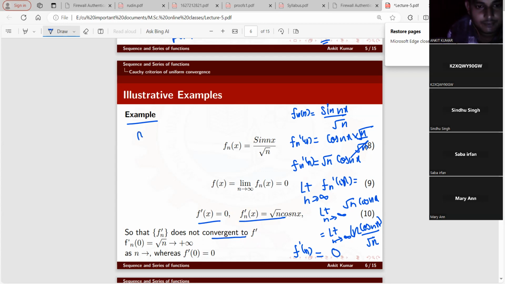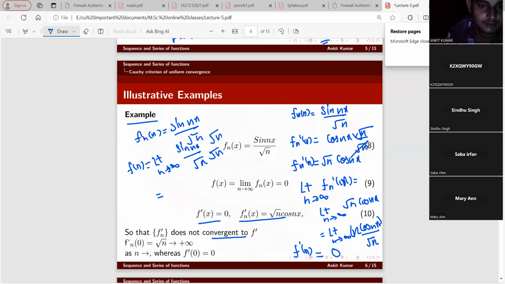Also, if we take fn x as sine nx upon under root n, and we do not differentiate, we simply check the function fn x. So limit n tending to infinity of sine nx upon under root n. Now this becomes, we differentiate n, limit n tending to infinity sine nx upon n, and this is under root. So this becomes 1. So this tends to infinity.